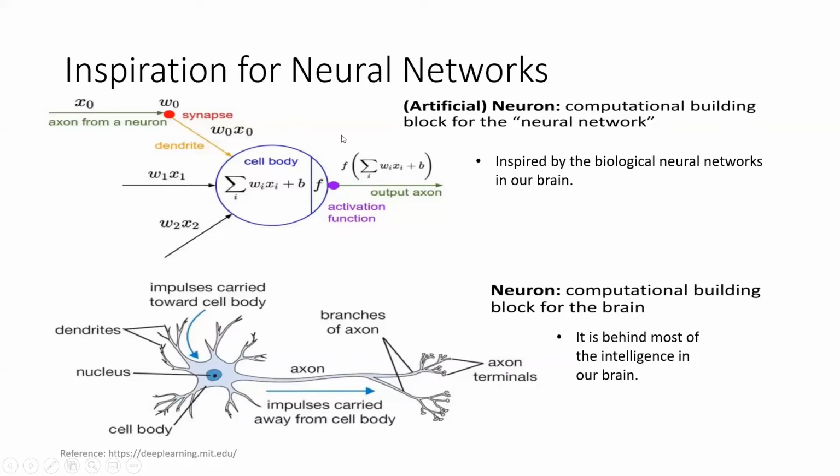So this neuron is actually trying to mimic the neuron in the brain. Remember, the neuron in the brain is behind most of the intelligence in our brain. So even with deep learning, we're actually trying to work with a neuron. This is like our intelligence body, or something like that, in the neural network.